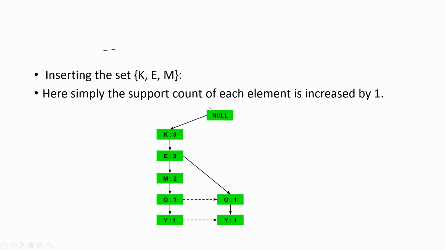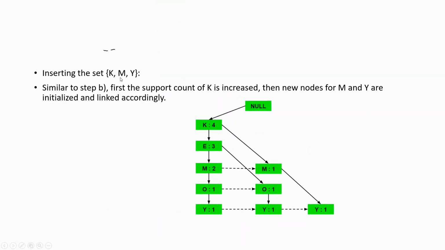Okay, so now we will just introduce another element, the next transaction, that is KMY. Okay, so K as the first node is always here, so we do not have to create K again. What we will do, we will just increase the count of K by 1. It was 3 previously, now it will be 4. Okay, then after K, what is here? M. But in this tree, it is KE. Okay, so E does not match with our pattern given here. So we have to create one another node after K.